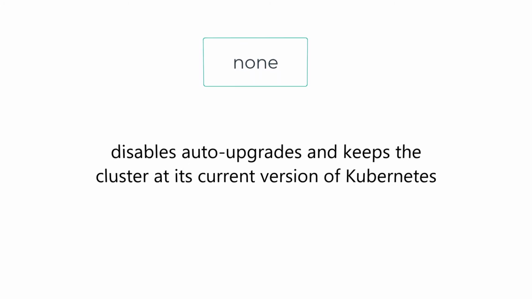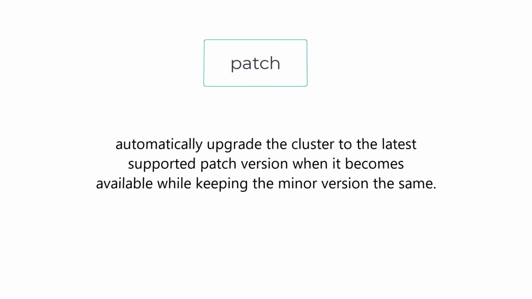We then have patch, which automatically upgrades the cluster to the latest supported patch version, but it does not modify the minor version. For example, if a cluster is running 1.19.11 and the latest versions available were 1.19.19, 1.20.4 and 1.21.6, your cluster is upgraded to 1.19.9 since that is the latest patch.